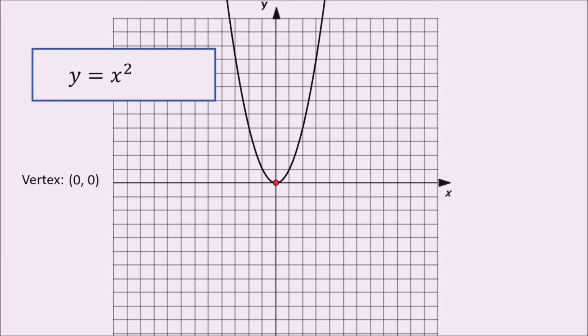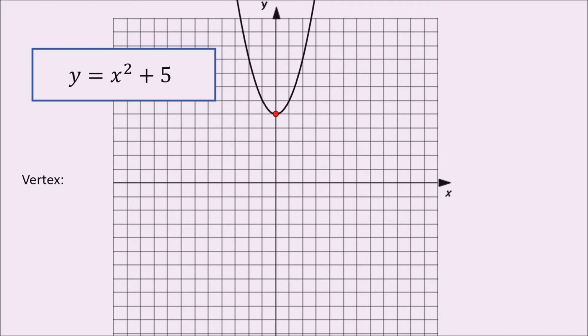Now, what if I change it by adding 5 to the function? In other words, y equals x squared plus 5. What does that graph look like? Well, it moves it up 5. So the vertex still has the same x-coordinate. The axis of symmetry hasn't changed. But the y-coordinate is up 5. So the vertex is 0, 5. Let's go back to the original.